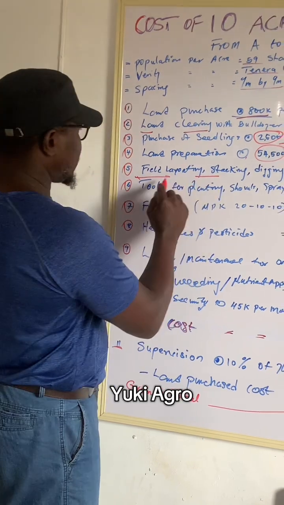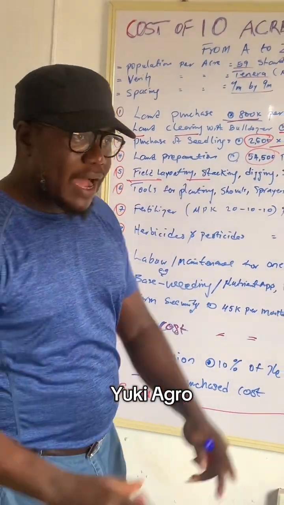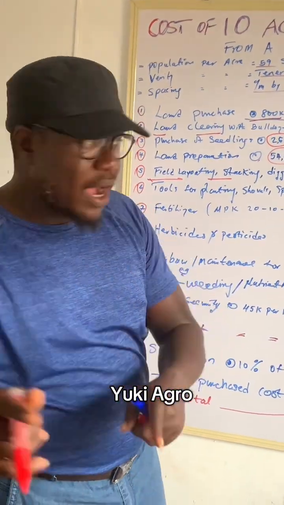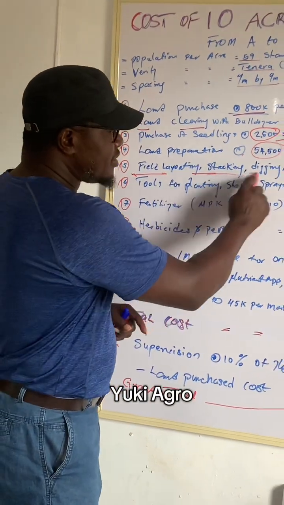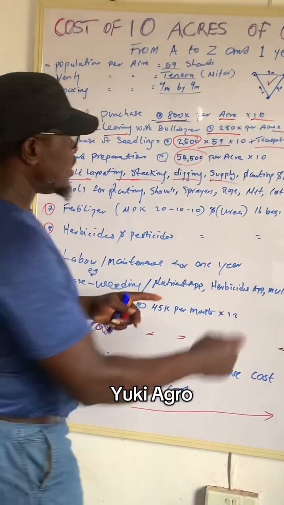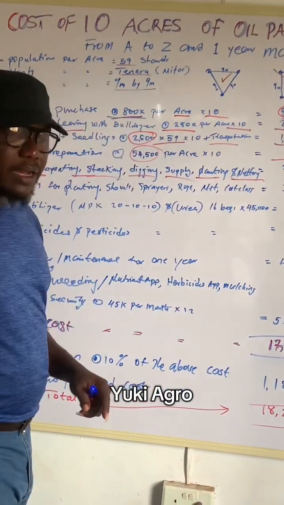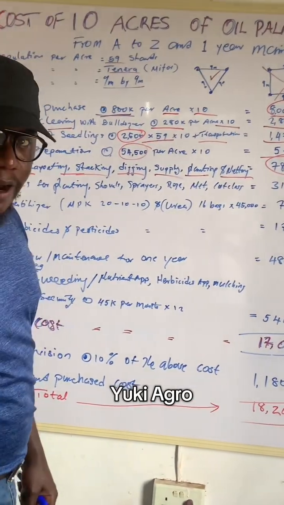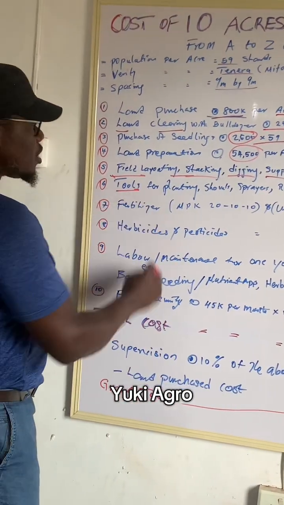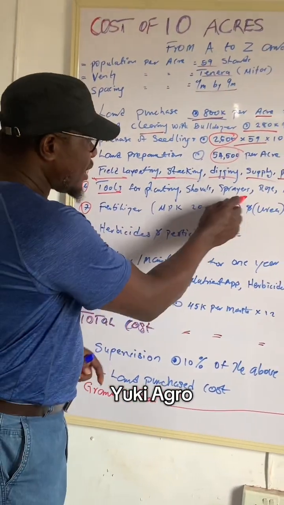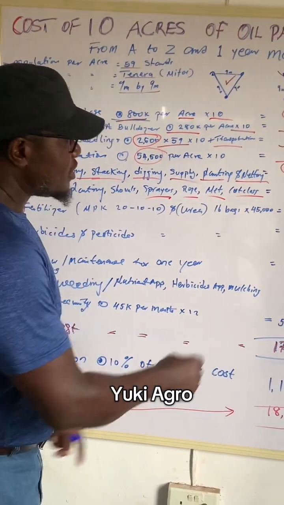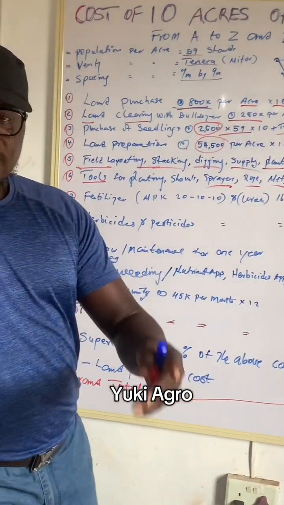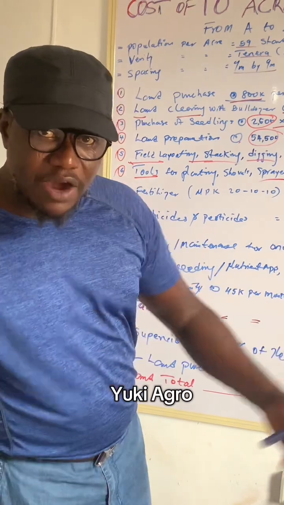Field layouting has to do with the proper demarcation of that triangular format to establish your farm. Then, of course, the staking, the digging, the supply of material to the field, and of course, the planting and netting proper. All these activities will cost you 780,000 naira. Then we move quickly to tools. Tools like shovel, sprayer, rope, net, cutlass. You have 314,000 naira to purchase those materials which you will use in that farm maintenance.